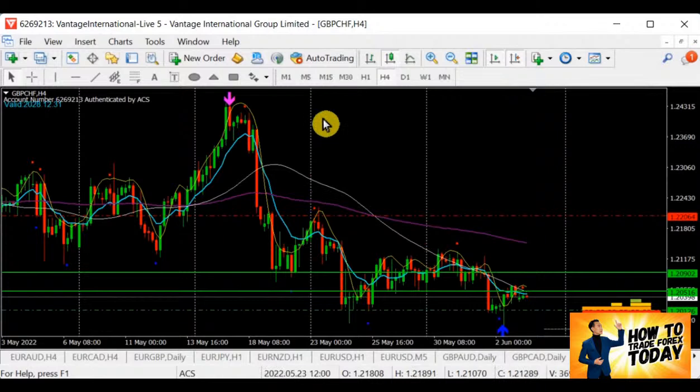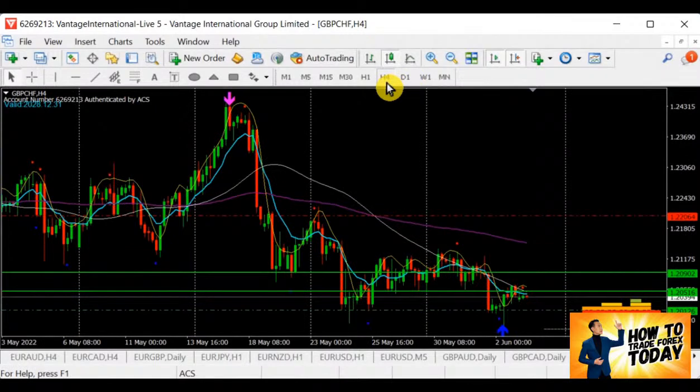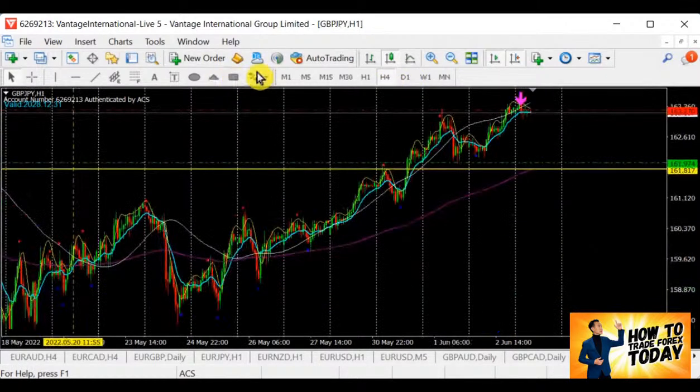So just hang on with this, just in case we got hit by this. This is something that we need to pay attention to. Okay, pound yen.